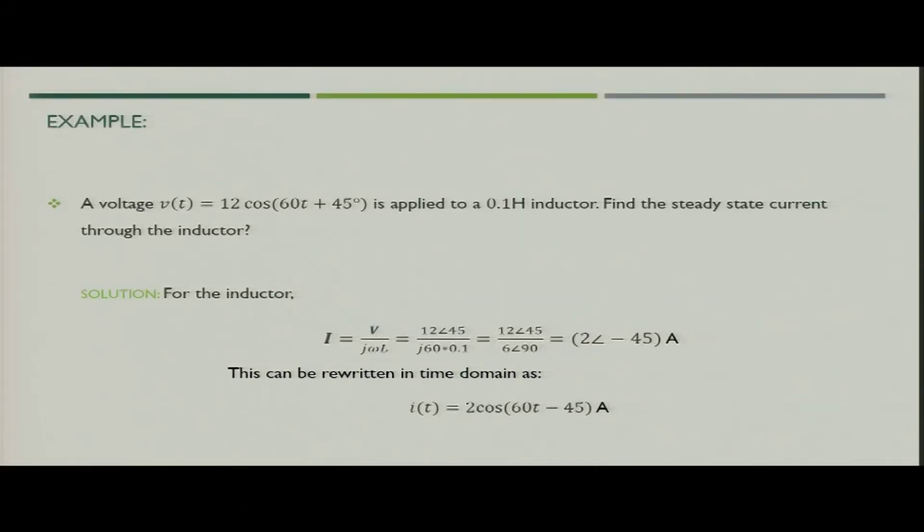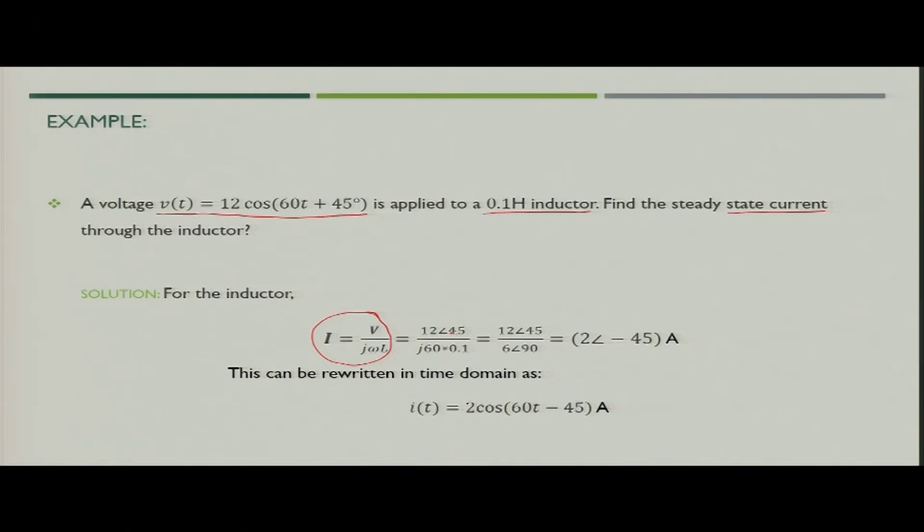Now, let us take one example so that you can better understand the term phasor. Suppose voltage V is equal to 12 cos 60 t plus 45 degree, applied to one inductor having value of 0.1 Henry. If we are asked to find the steady state current through the inductor, we will use the term which we just derived, that is I phasor is nothing but V phasor divided by j omega L.